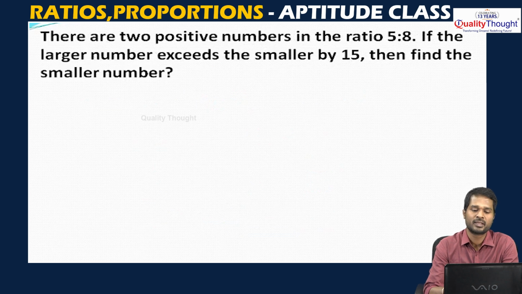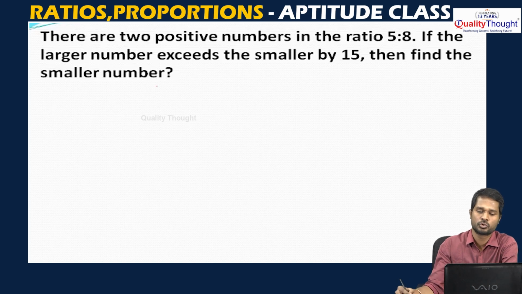The question says, there are two positive numbers in the ratio 5:8. If the larger number exceeds the smaller number by 15, then find the smallest number. An easy question. So two numbers are in the ratio. Let the two numbers be 5x and 8x. So 5x and 8x are the numbers.